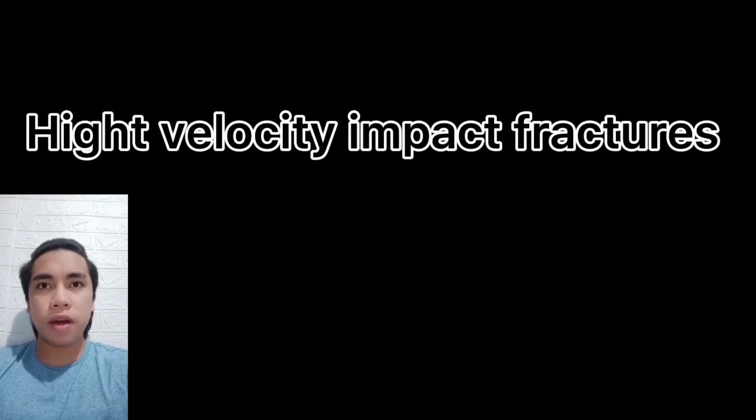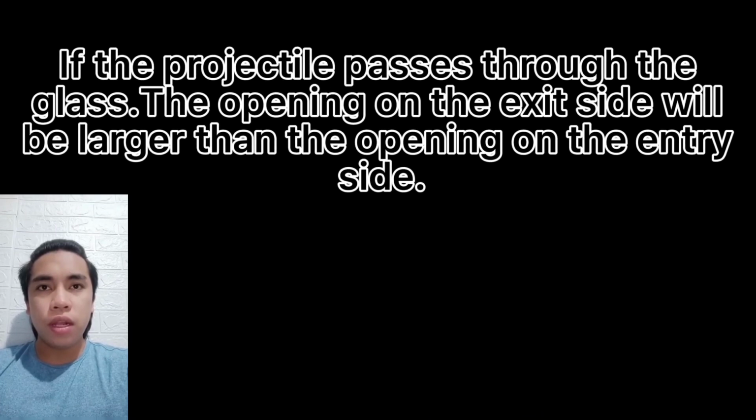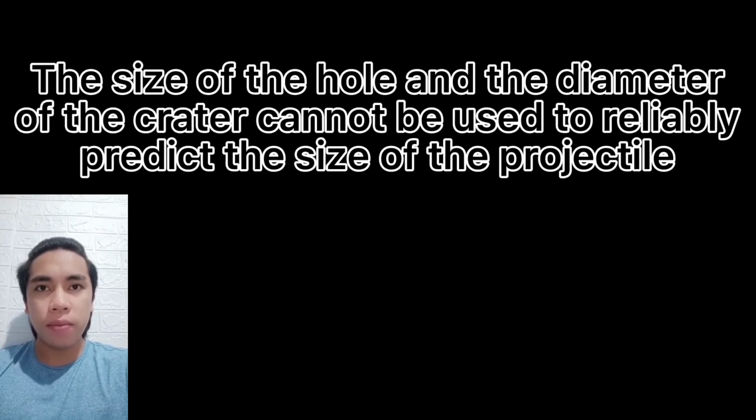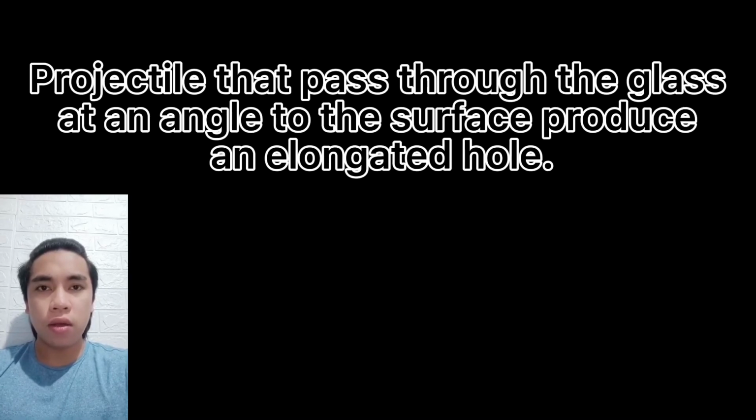High velocity impact fractures. A high speed projectile striking a piece of glass will produce a cone or crater. If the projectile passes through the glass, the opening on the exit side will be larger than the opening on the entry side. The size of the hole and the diameter of the crater cannot be used to reliably predict the size of the projectile. Projectiles that pass through the glass at an angle to the surface produce an elongated hole.